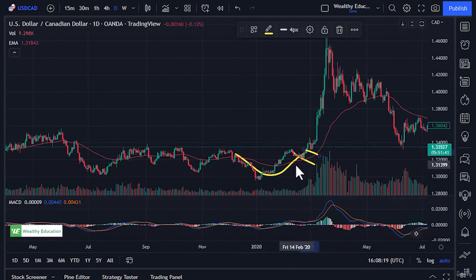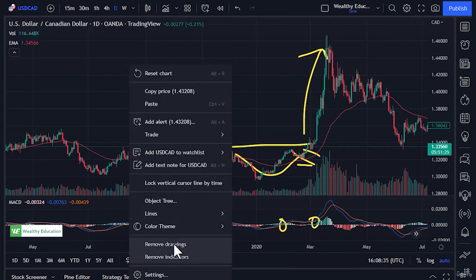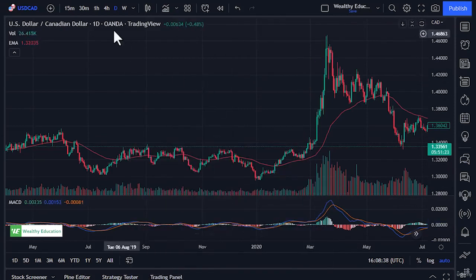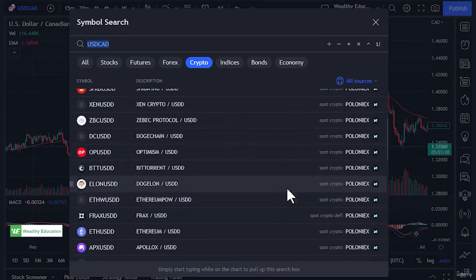Really doesn't matter. You would put your stop loss under this cluster here once it broke this level, and you can see clearly the dollar rallied against the Canadian dollar. MACD did cross the zero line there and then really started to take off on the breakout. So pretty straightforward setup there. Let's go ahead and take a look at, let's do a crypto here.